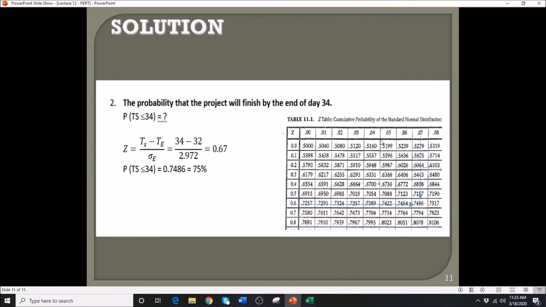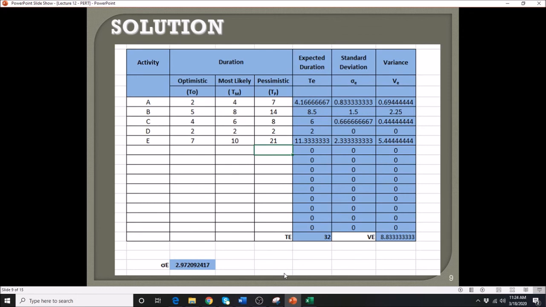Alright, let's go to problem number 2. What is the probability that the project will finish by the end of day 34? So your Ts here is 34, by the end of day 34. Plug in again into our equation. Your Ts is the one that we are asked to determine the probability for. Your TE is the value that you calculated from the table, this value here.